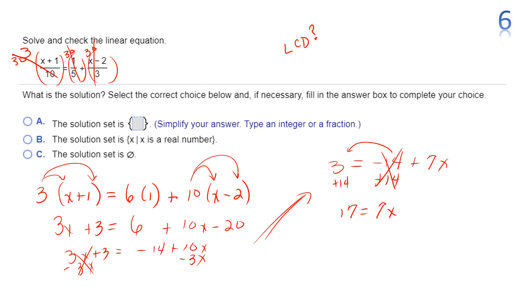The last step is always divide out the coefficient. So x is equal to 17 over 7. It's okay to get an answer that's a fraction. So I choose choice A and I type in 17 over 7.